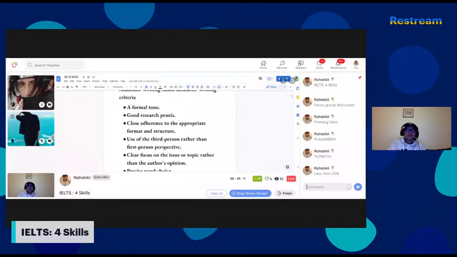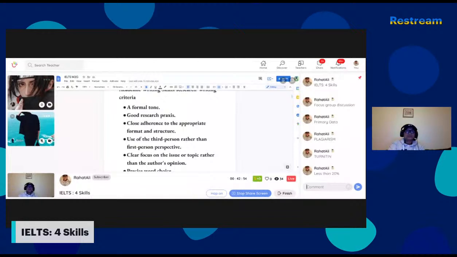Then, clear focus on the issue or the topic rather than the author's opinion, which means that when you're writing about the topic, you always have to be focused on the topic rather than your own opinion.